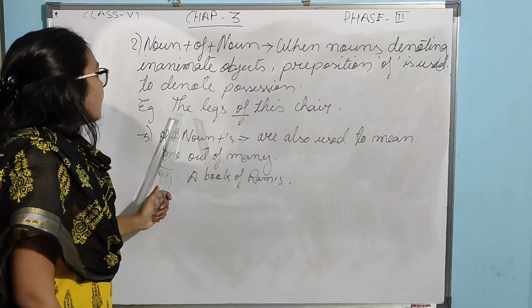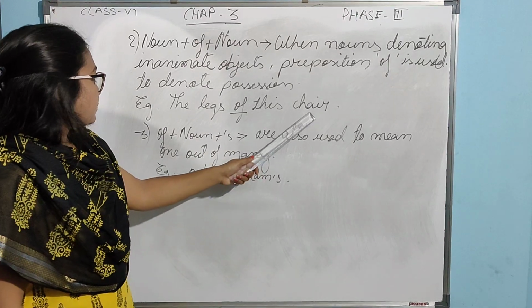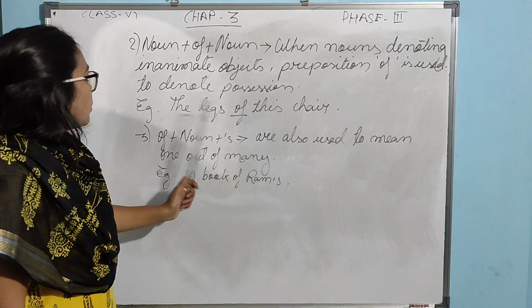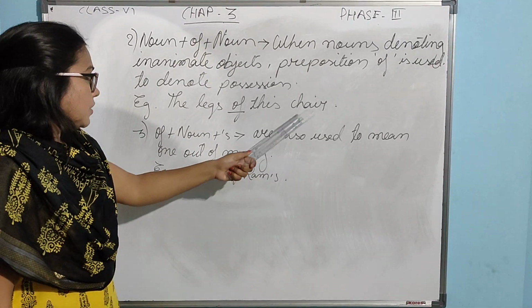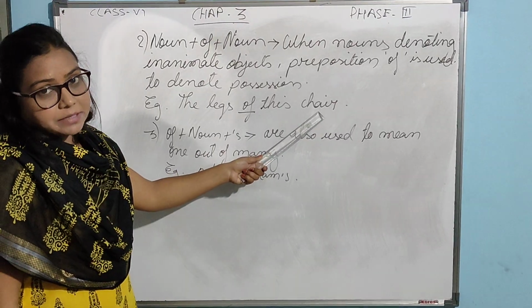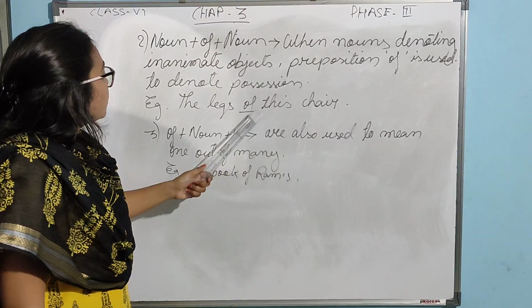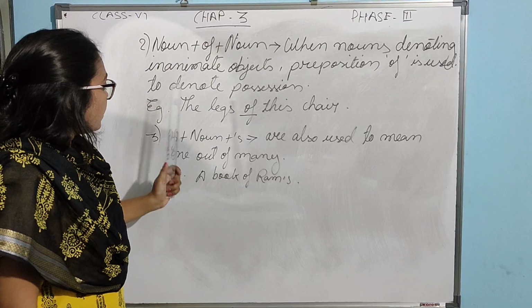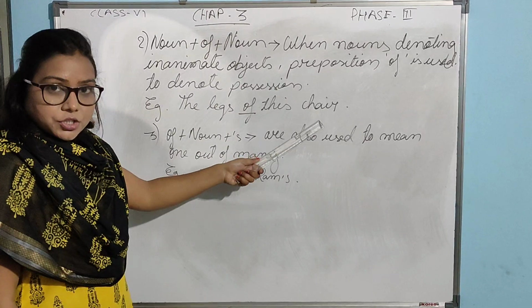For example, the legs of this chair. So the legs belong to the chair, and the chair, we know, is an inanimate object. So the preposition of is used between legs and chair.